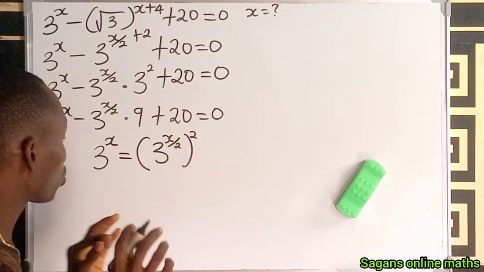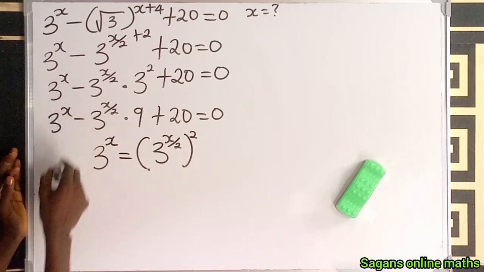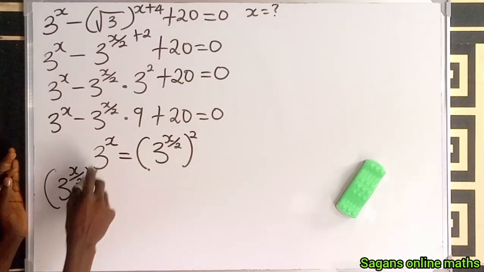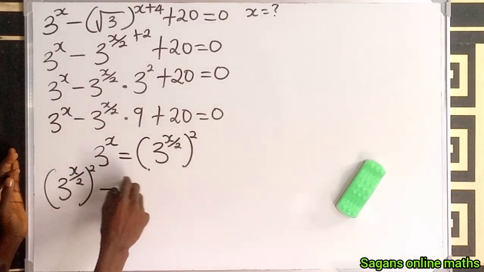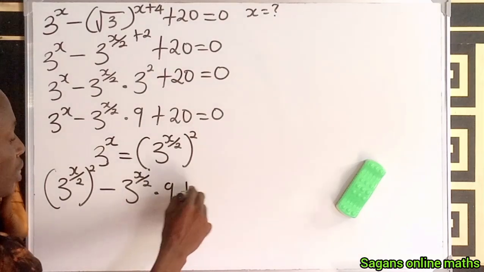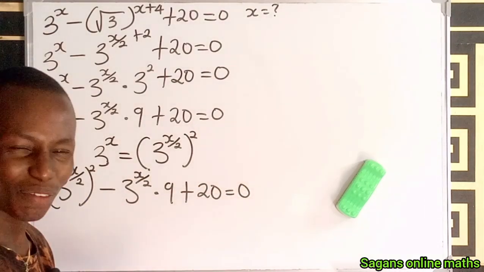So what I'm going to do is replace this with 3 to the power of x. So I'm going to have 3 to the power of x divided by 2, all to the power of 2, then minus 3 to the power of x divided by 2 multiplied by 9, plus 20, everything is equal to 0. Wow, this is a pocket genius.